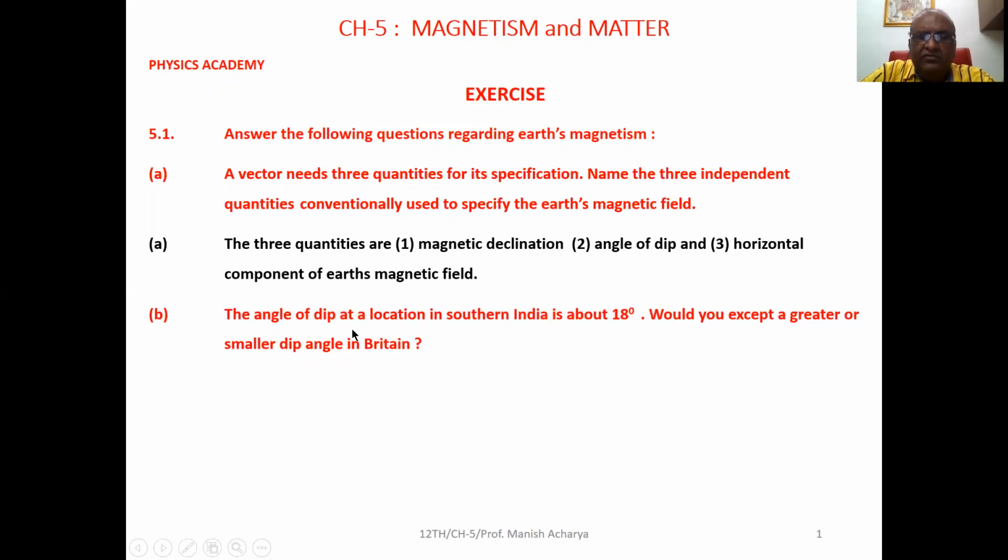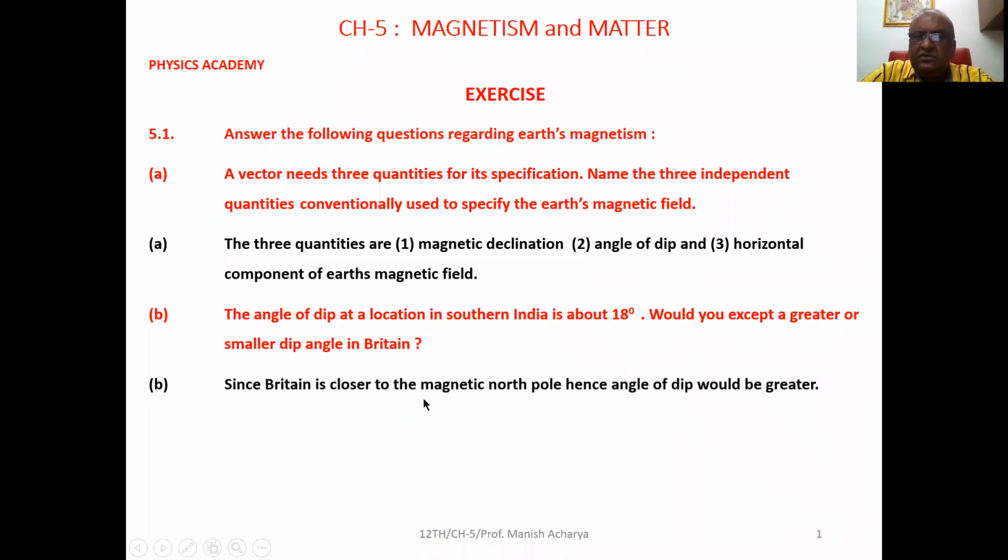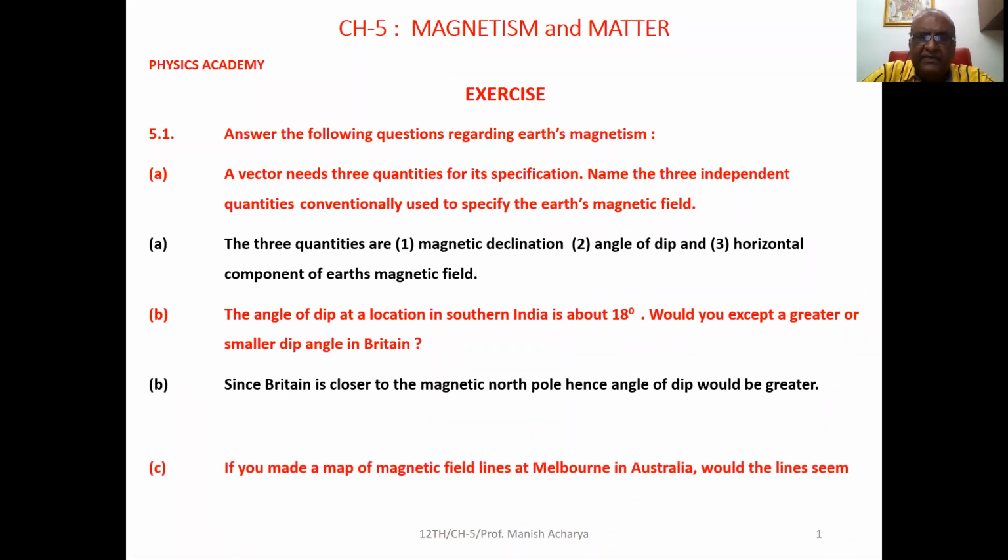B, the angle of dip at a location in southern India is about 18 degree. Would you expect a greater or smaller dip angle in Britain? Now, since Britain is closer to the magnetic North Pole, the angle of dip would be greater.